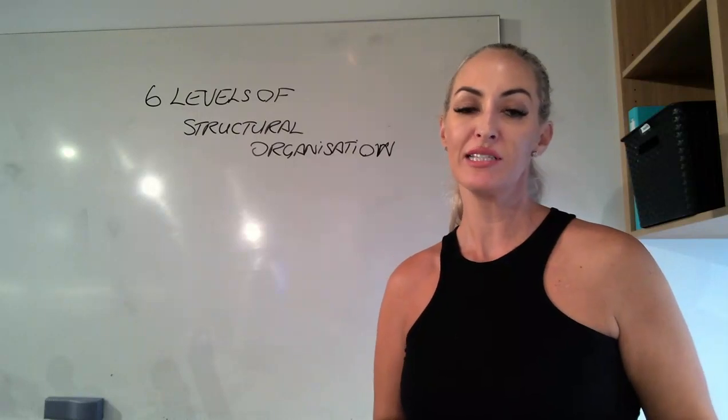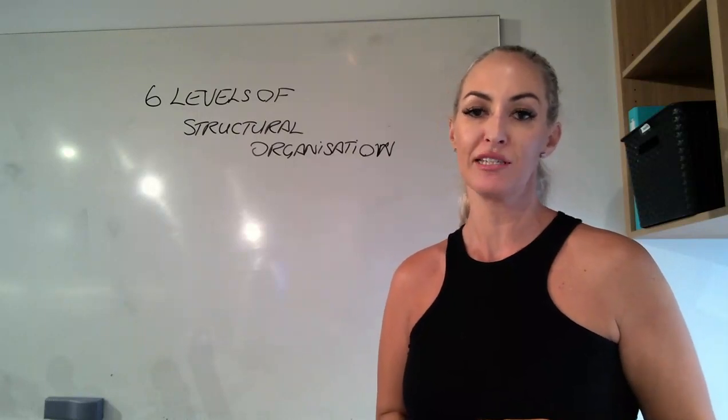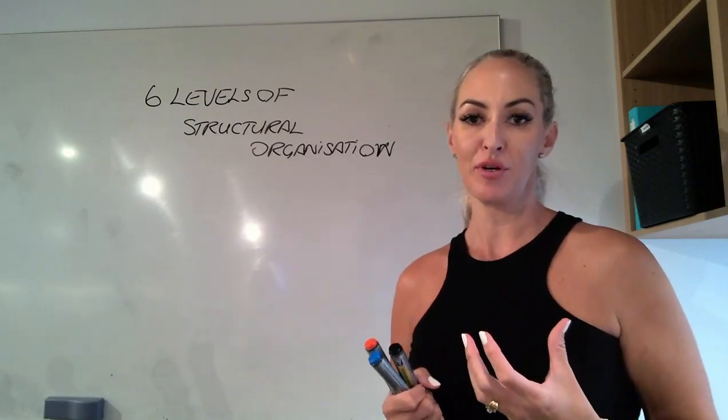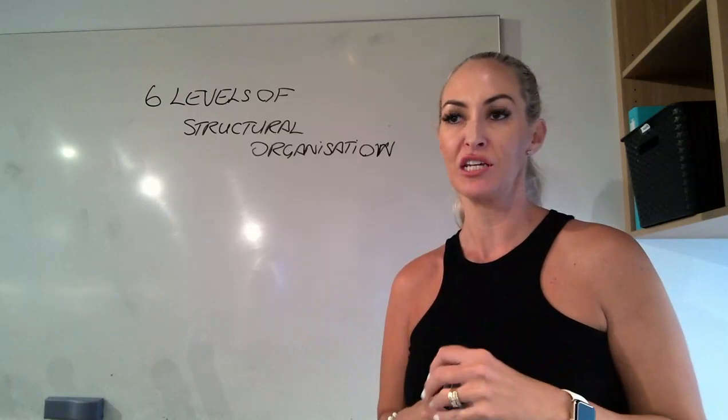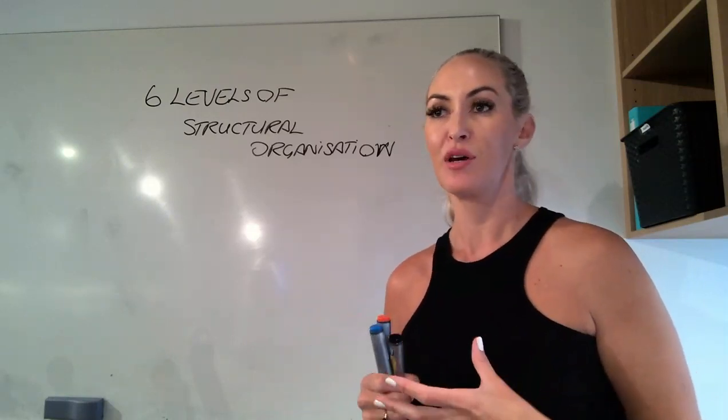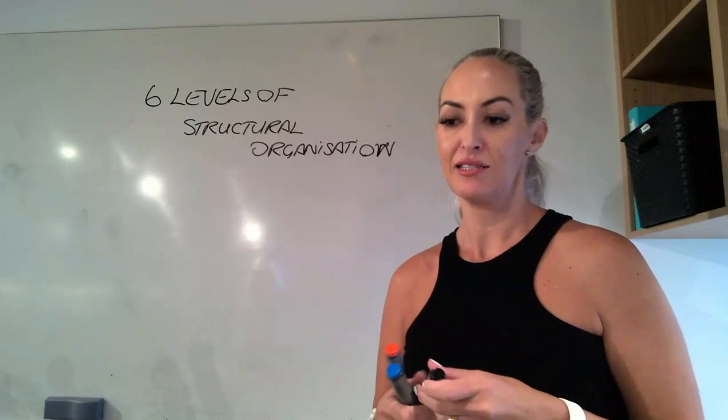Okay, so our next one is our 6 levels of structural organization. So we've talked about a cell. How did that cell come to be? Okay, so again, I'm going to use the analogy of half mum and half dad. Obviously, I know that's very different in today's world. I'm just going to use that as a starting point.